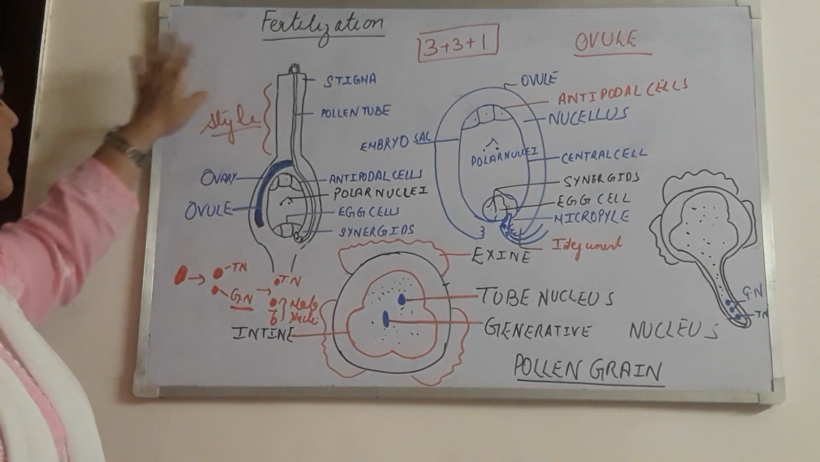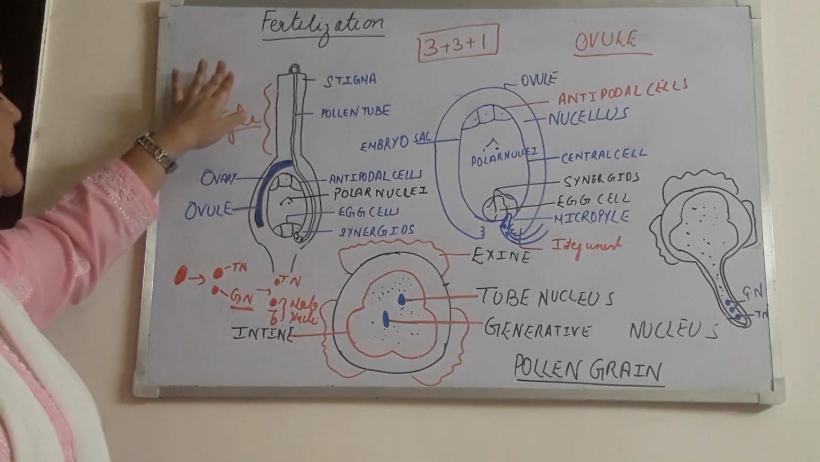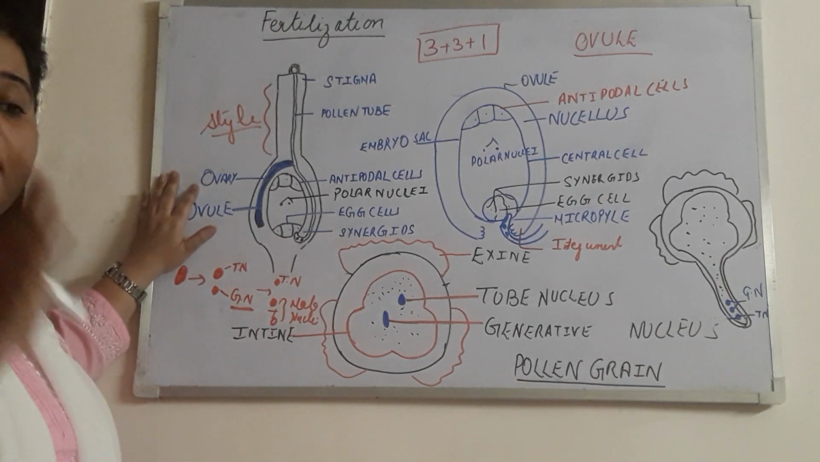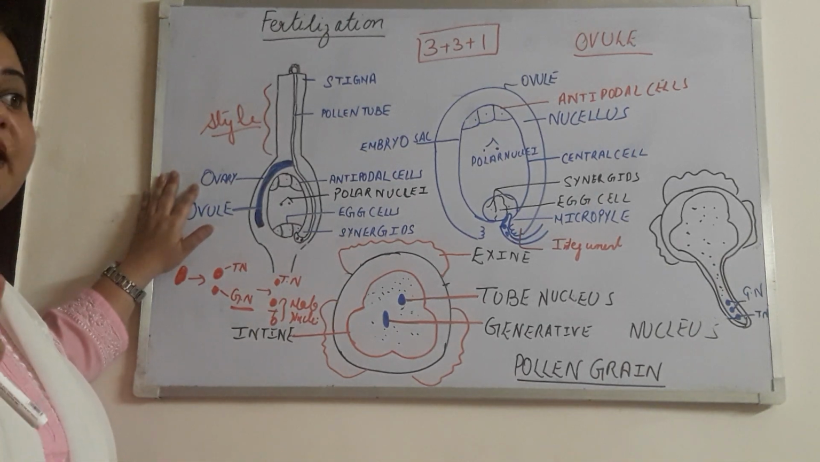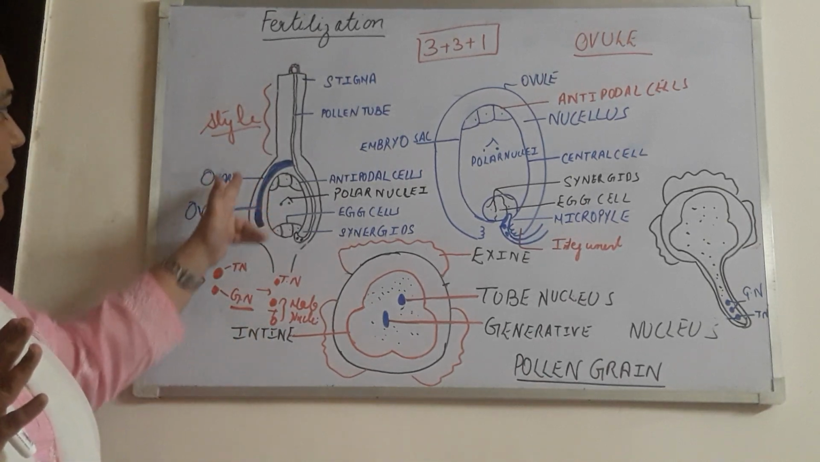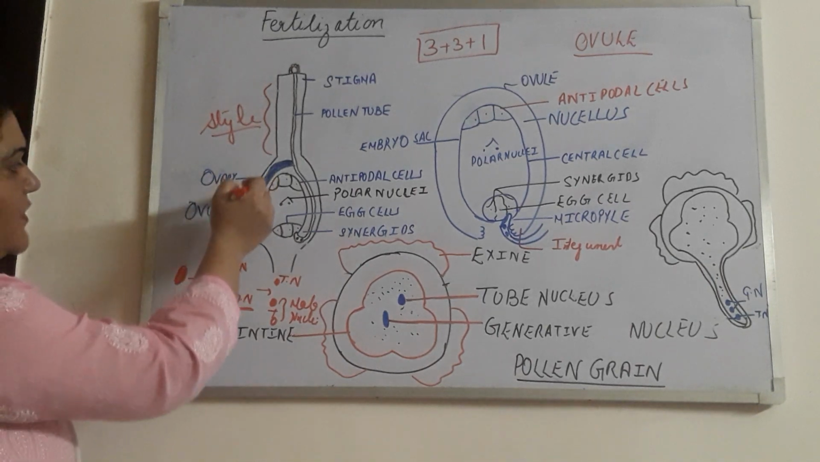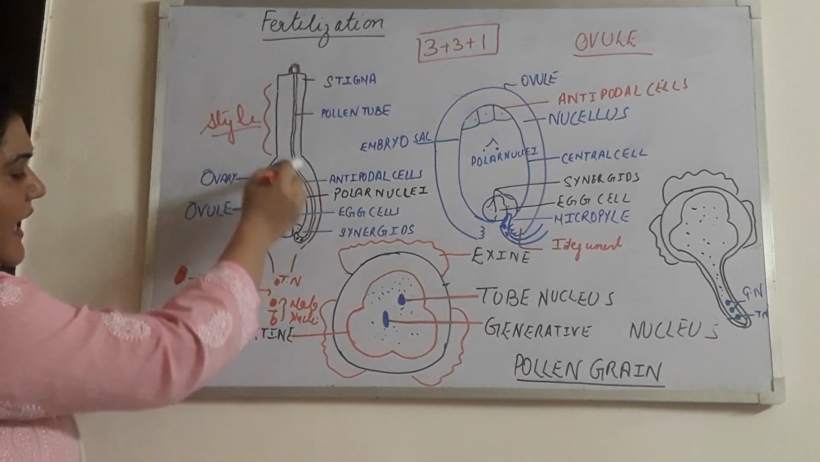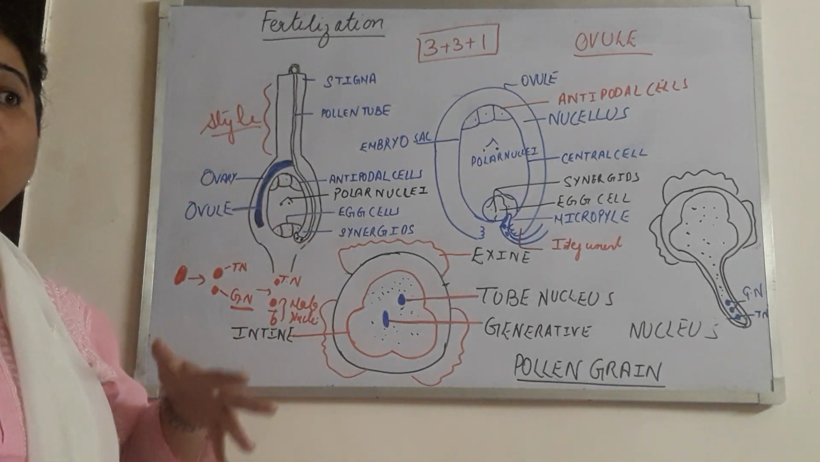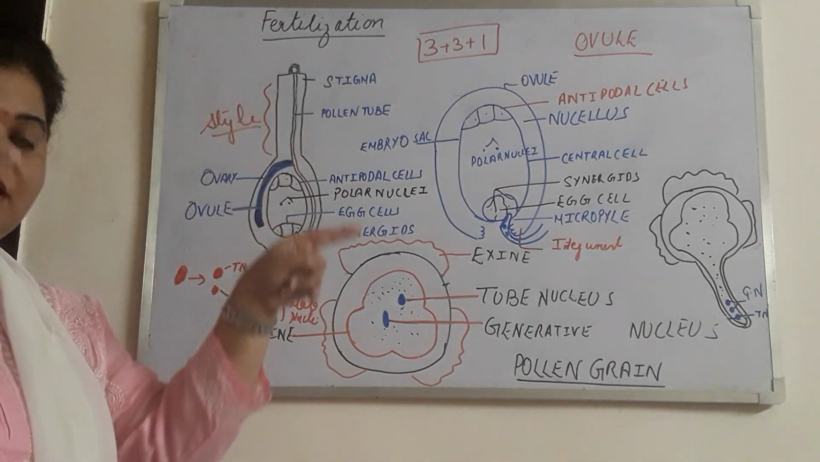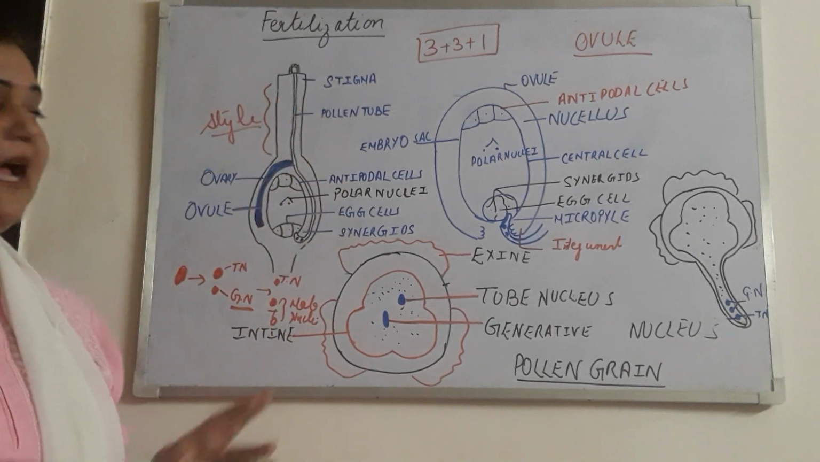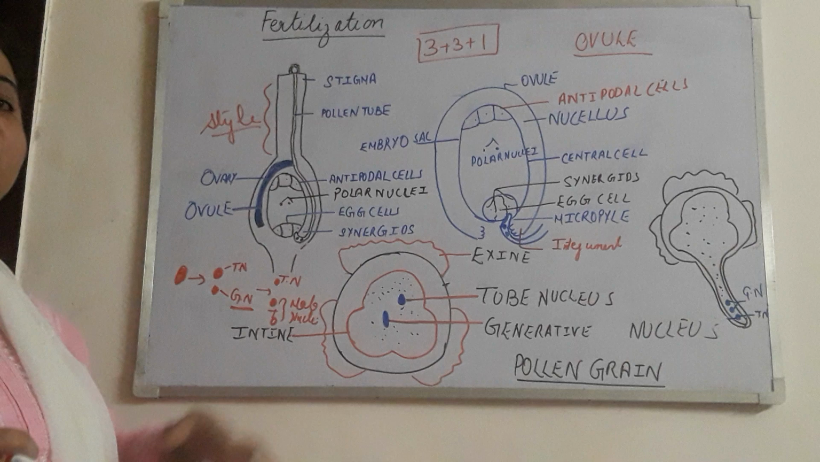I told you the petals and sepals will wither off. Then what will happen to the ovary? The ovary will become the fruit. This is the ovary, this is the ovary wall, this is the ovule. The ovary will become the fruit, and the ovary wall will become the outer covering of the fruit, that means the fruit wall. And the ovule will become a seed.